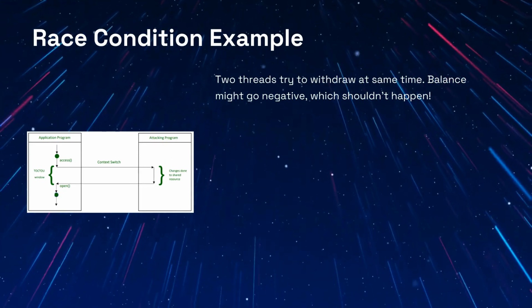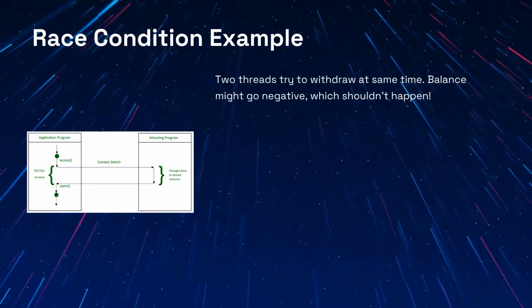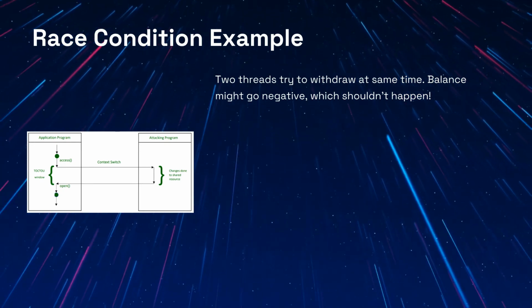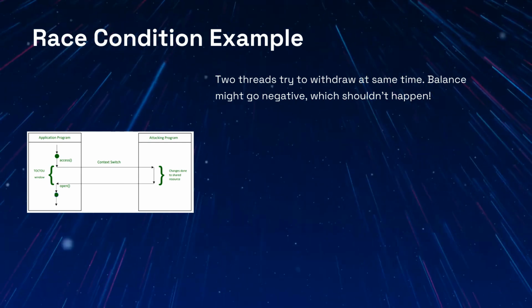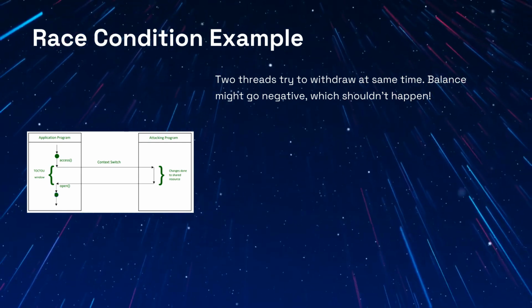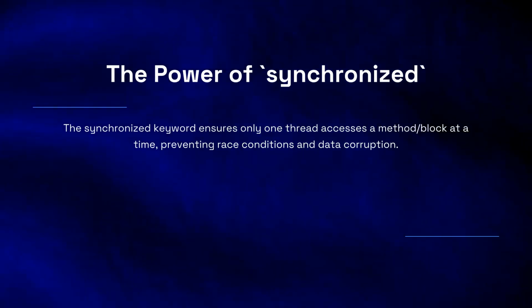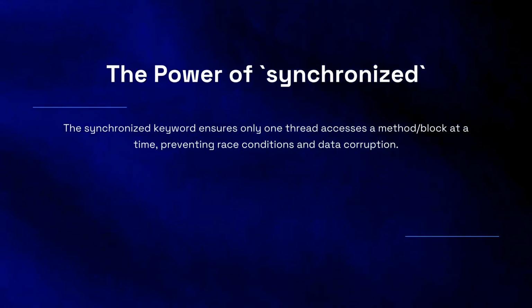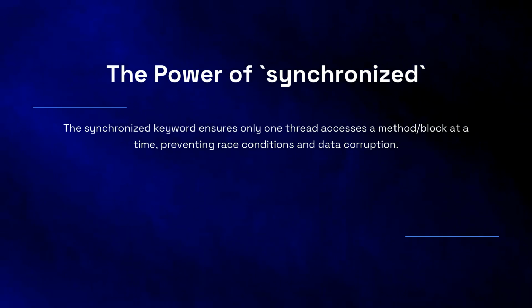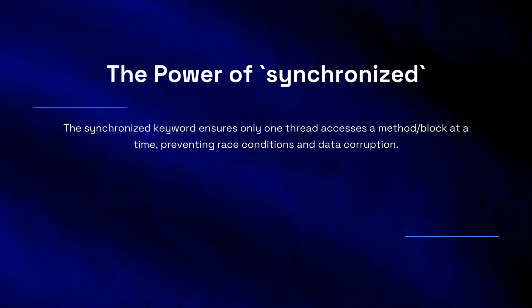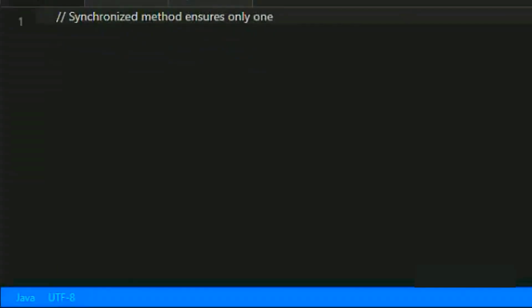Suppose two people try to withdraw from the same bank account at the same time. If there's no control, they both might withdraw before the balance is updated, causing it to go negative. The synchronized keyword in Java makes sure only one thread can enter a method at a time. This protects the shared data and prevents race conditions or data corruption.